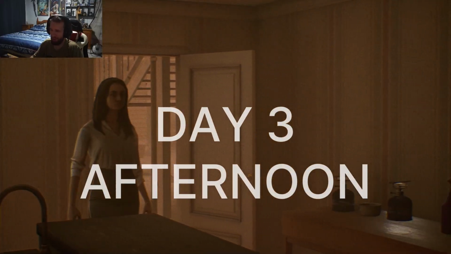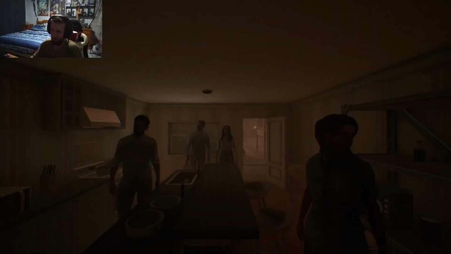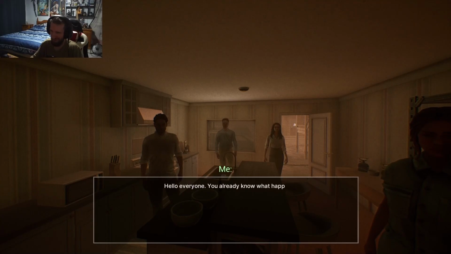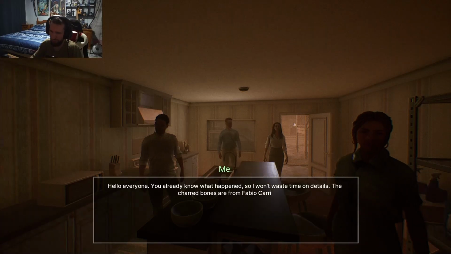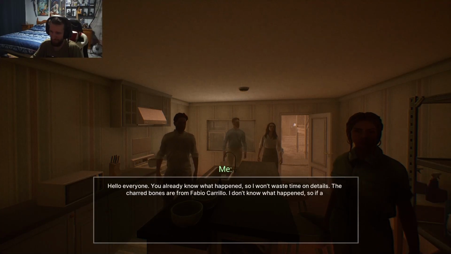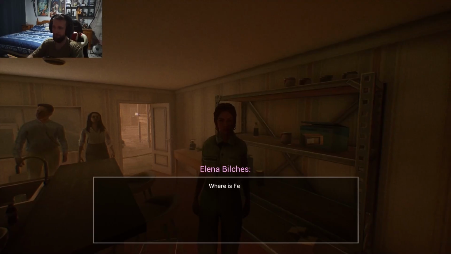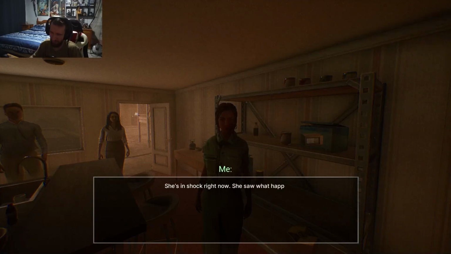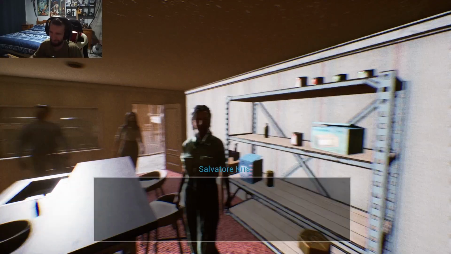Day 3 afternoon. Wow, days are going by pretty fast, if I do say so myself. Okay. Hello everyone. You already know what happened, so I won't waste your time on details. The charred bones are from Fabio Corridelio. I don't know what happened, so if anyone has anything to share, now's the time. Where's Felicia? She's in shock right now. She saw what happened, but she can't explain it. She's in my room right now.